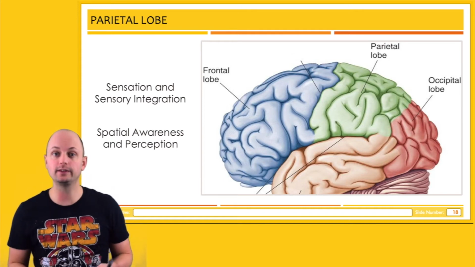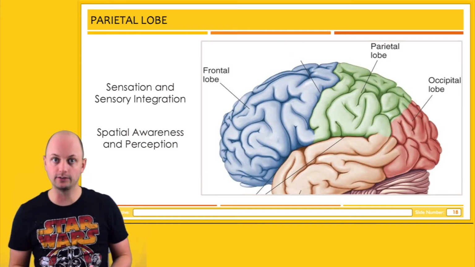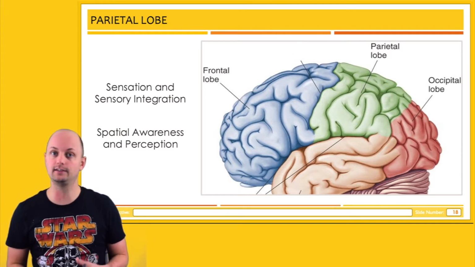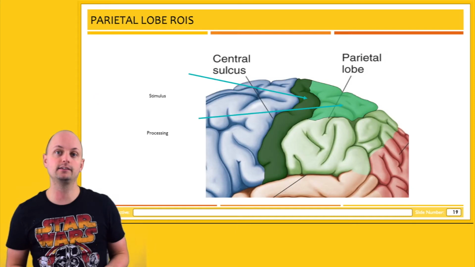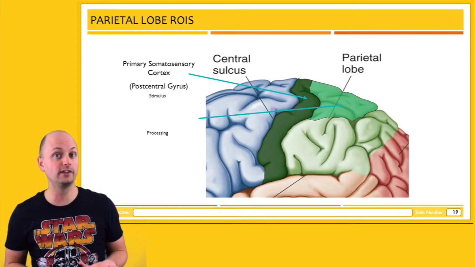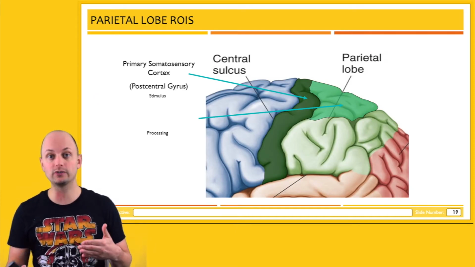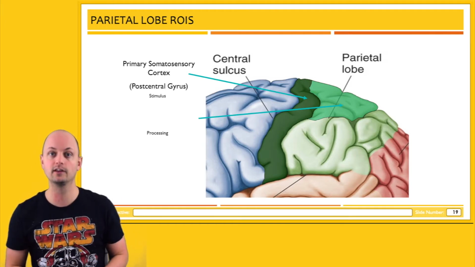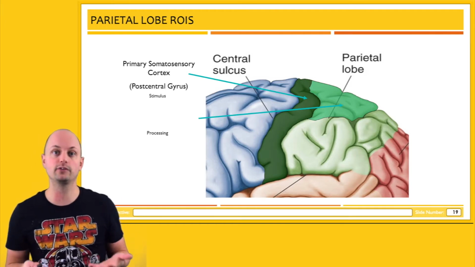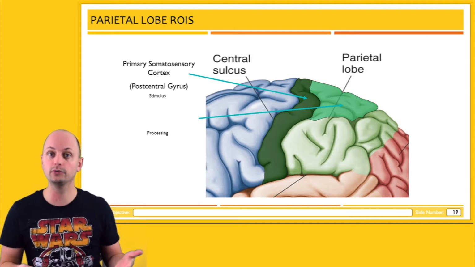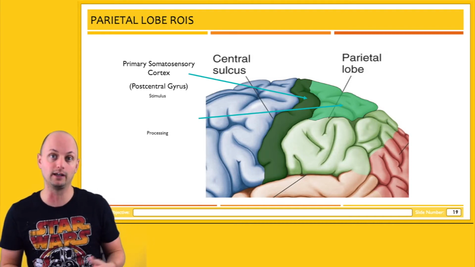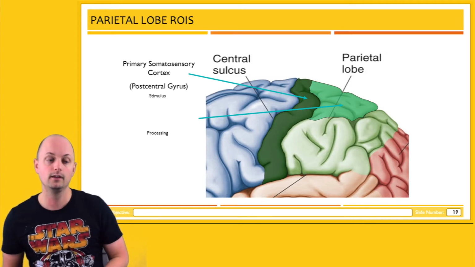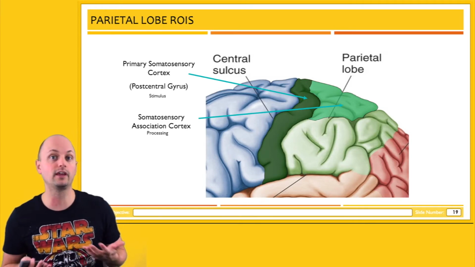The parietal lobe is located posteriorly to the frontal lobe, and that region of the brain is mostly involved in sensation. That's because it contains the primary somatosensory cortex, or the post-central gyrus. We can use those terms interchangeably in our course. And that's the place where all the sensory information is collected by sensory neurons that travel into the brain, with the exception of smell and visual information. It also contains sensory association areas.